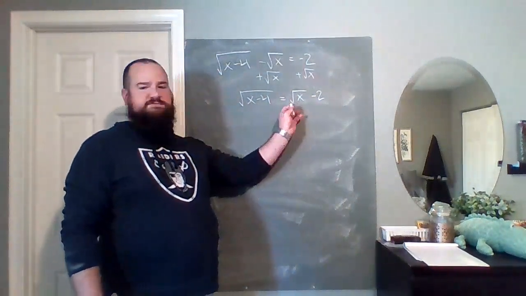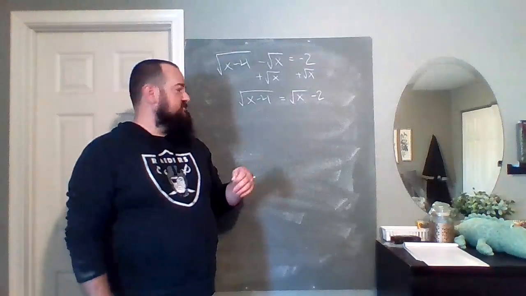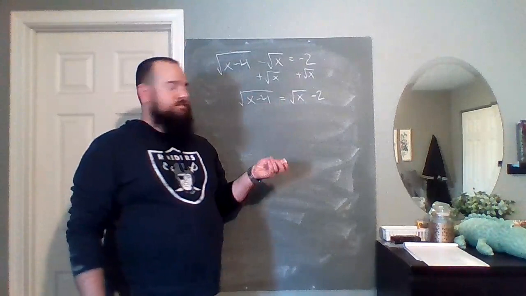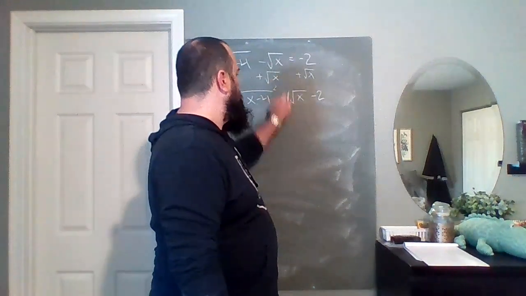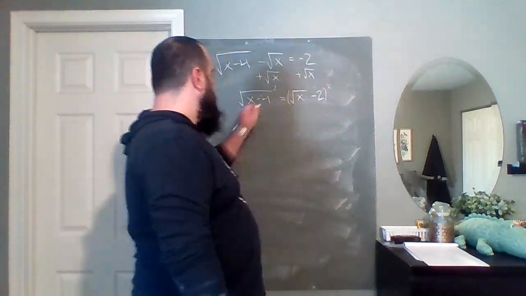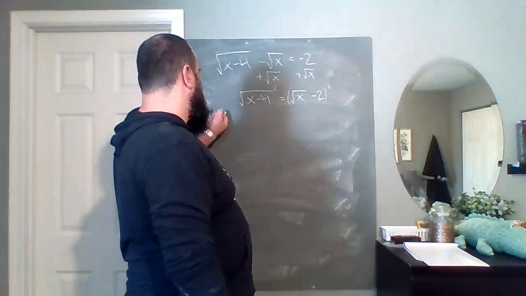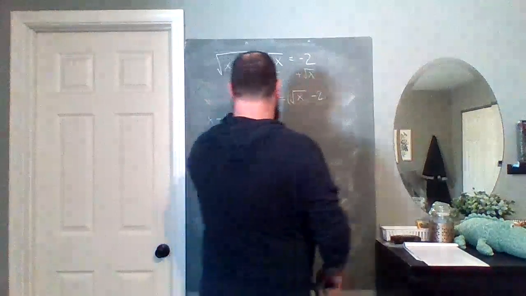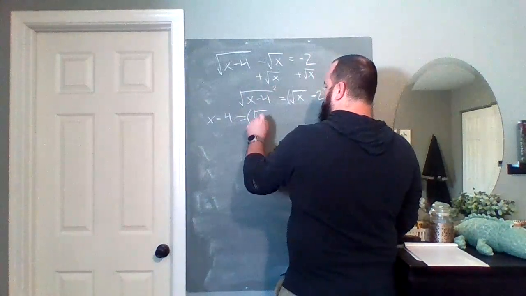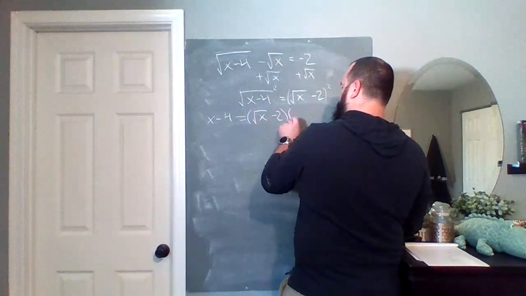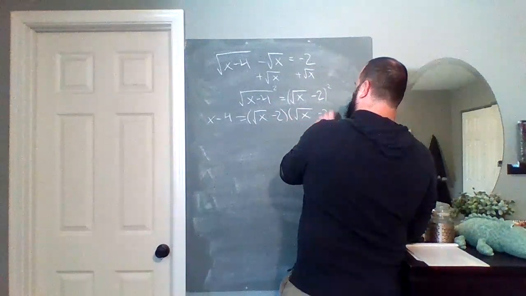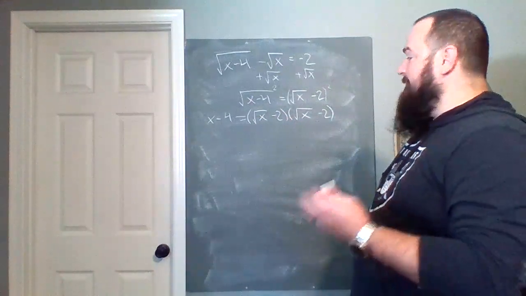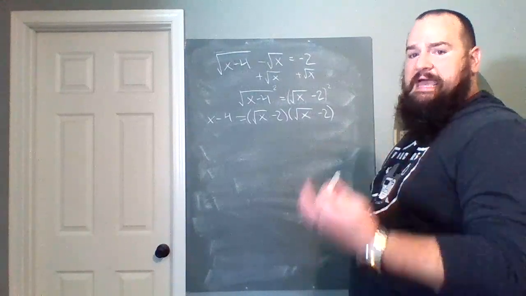If you have -2 plus square root of x, that's the same thing. So from here, I have a single radical over here, so I can square both sides. When I do that, I'm going to write this over here to leave myself some room. This right here just gives me x minus 4. Now over here, I get square root of x minus 2 times square root of x minus 2. I'm going to go through and FOIL this with you so we can see how this unfolds.